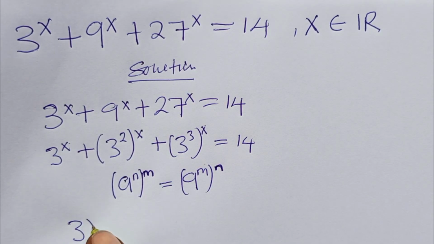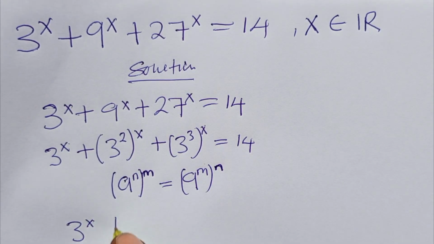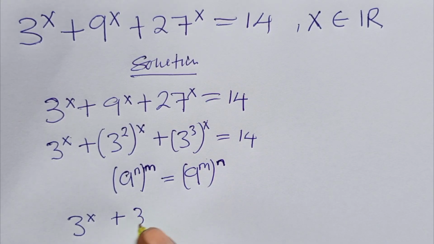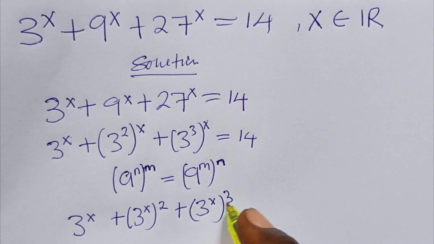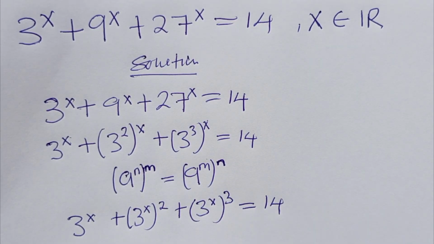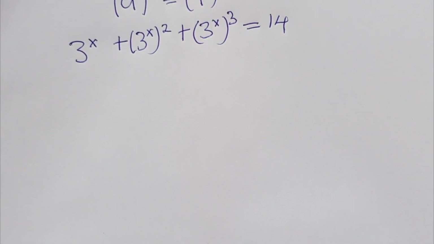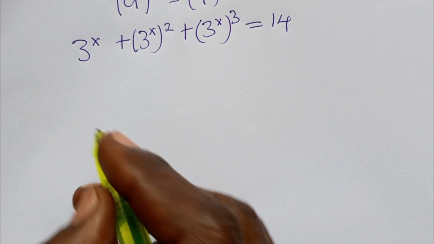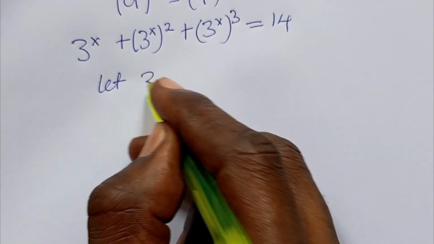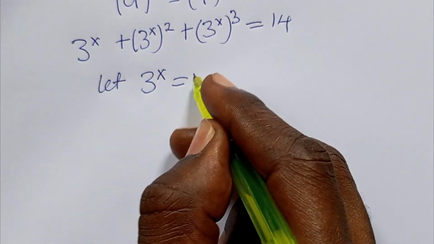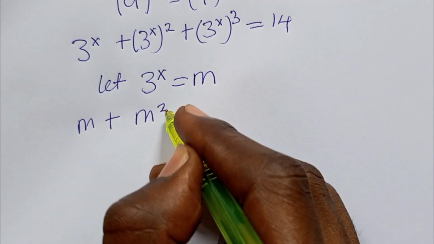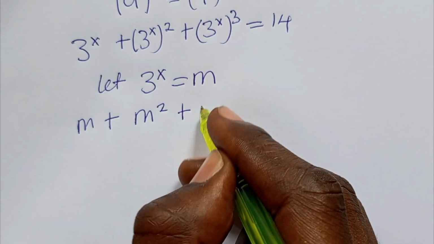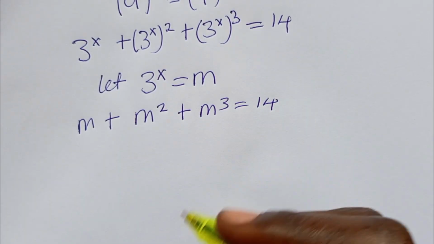So 3 to the power of x, plus 3 to the power of x all squared, plus 3 to the power of x all cubed, equals 14. So this is what we have. If this is what we have, let 3 to the power of x equal m. So that we have m plus m squared plus m cubed equals 14.